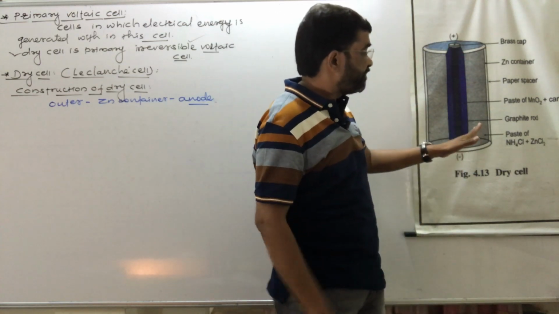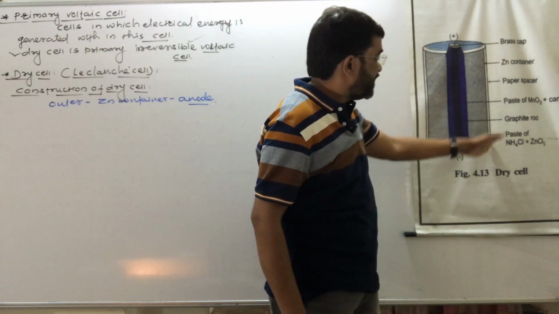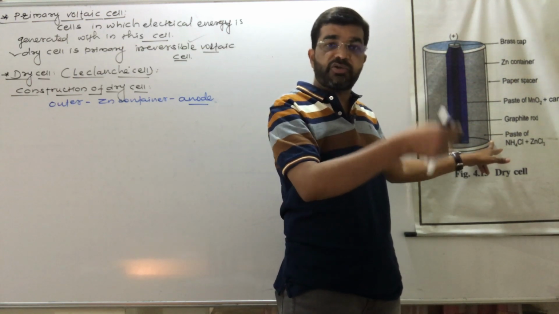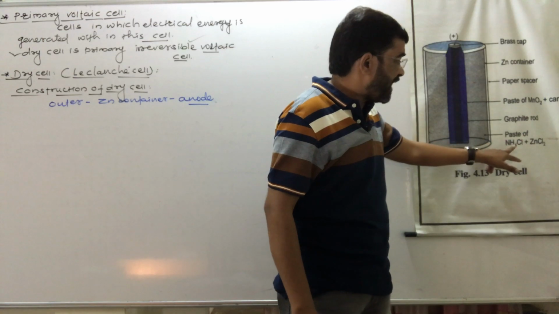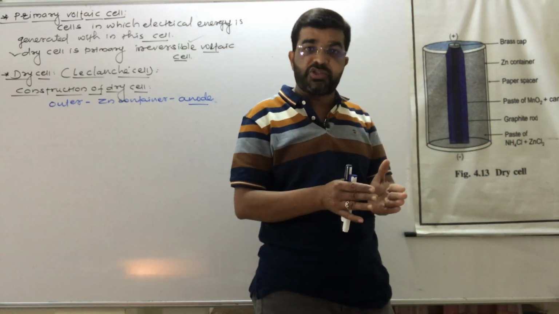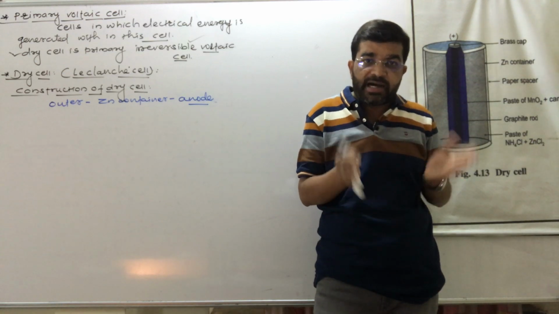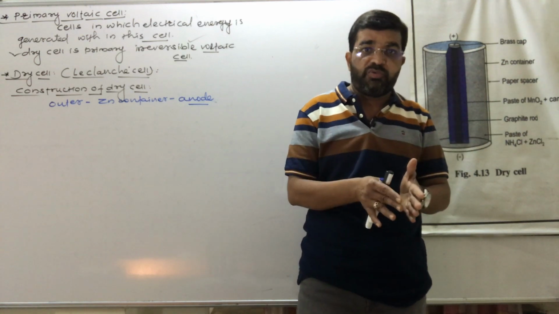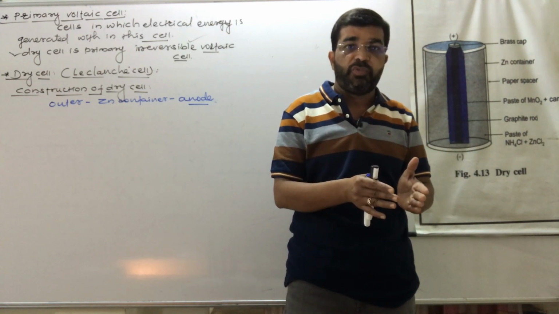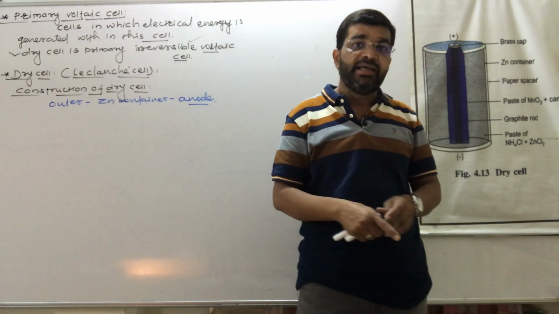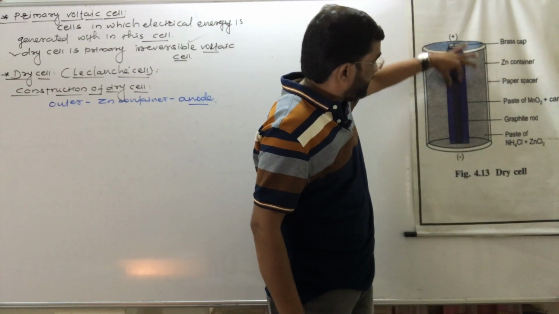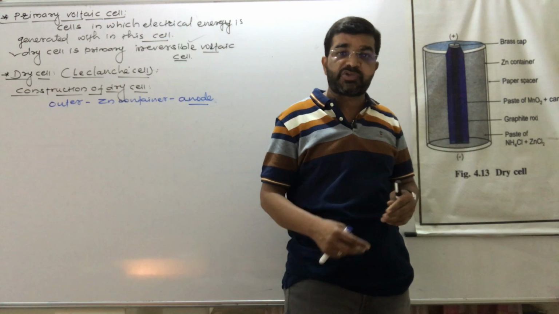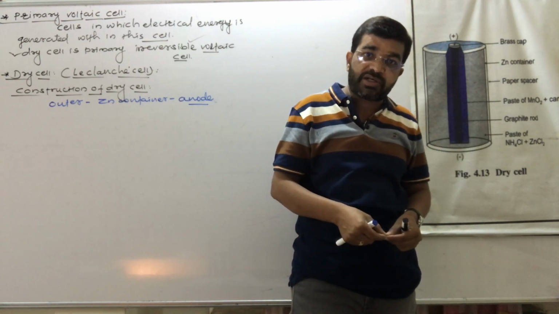Then see here, inside this cylindrical zinc vessel, a paste of ammonium chloride and zinc chloride is placed. That is the electrolyte at the anode. Then at the center a stout graphite rod is placed, that is, a carbon rod is placed.